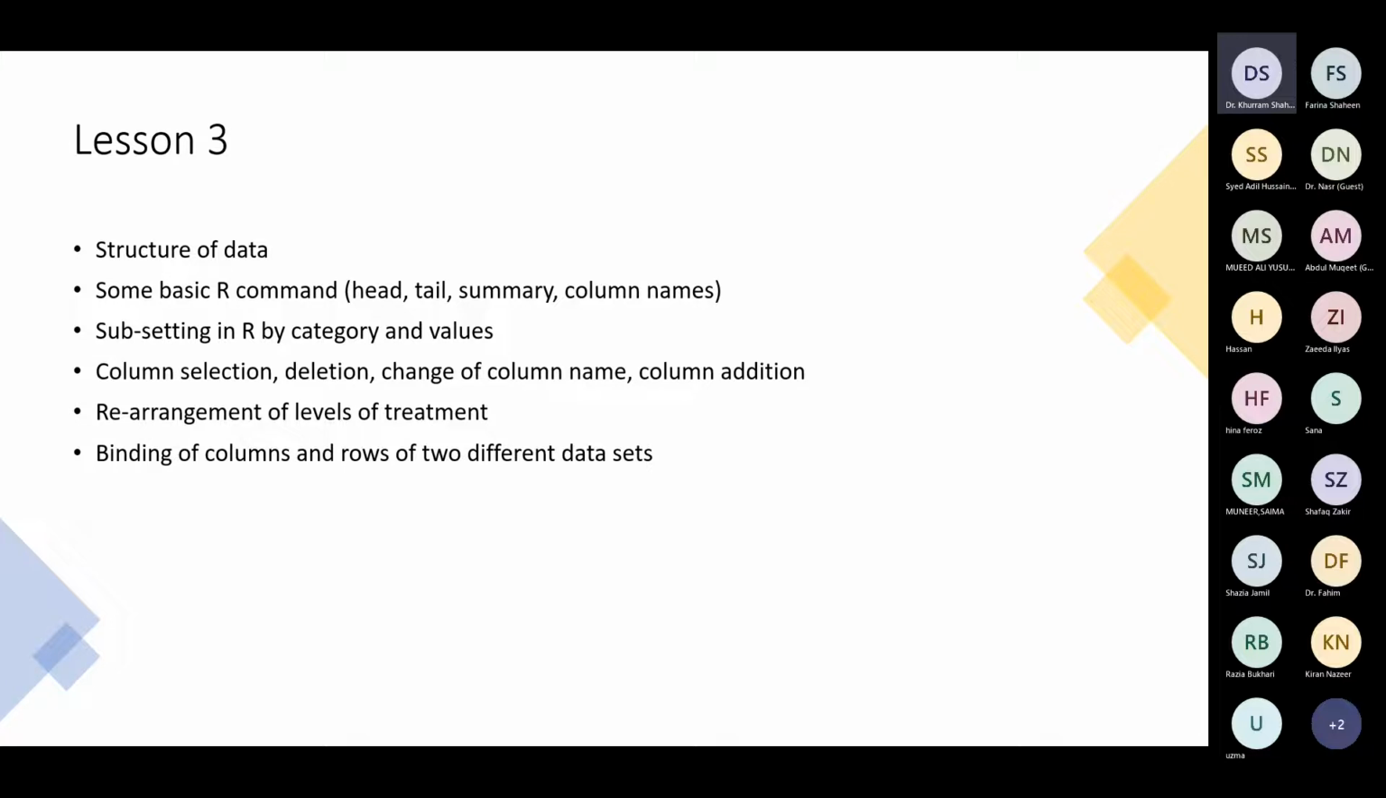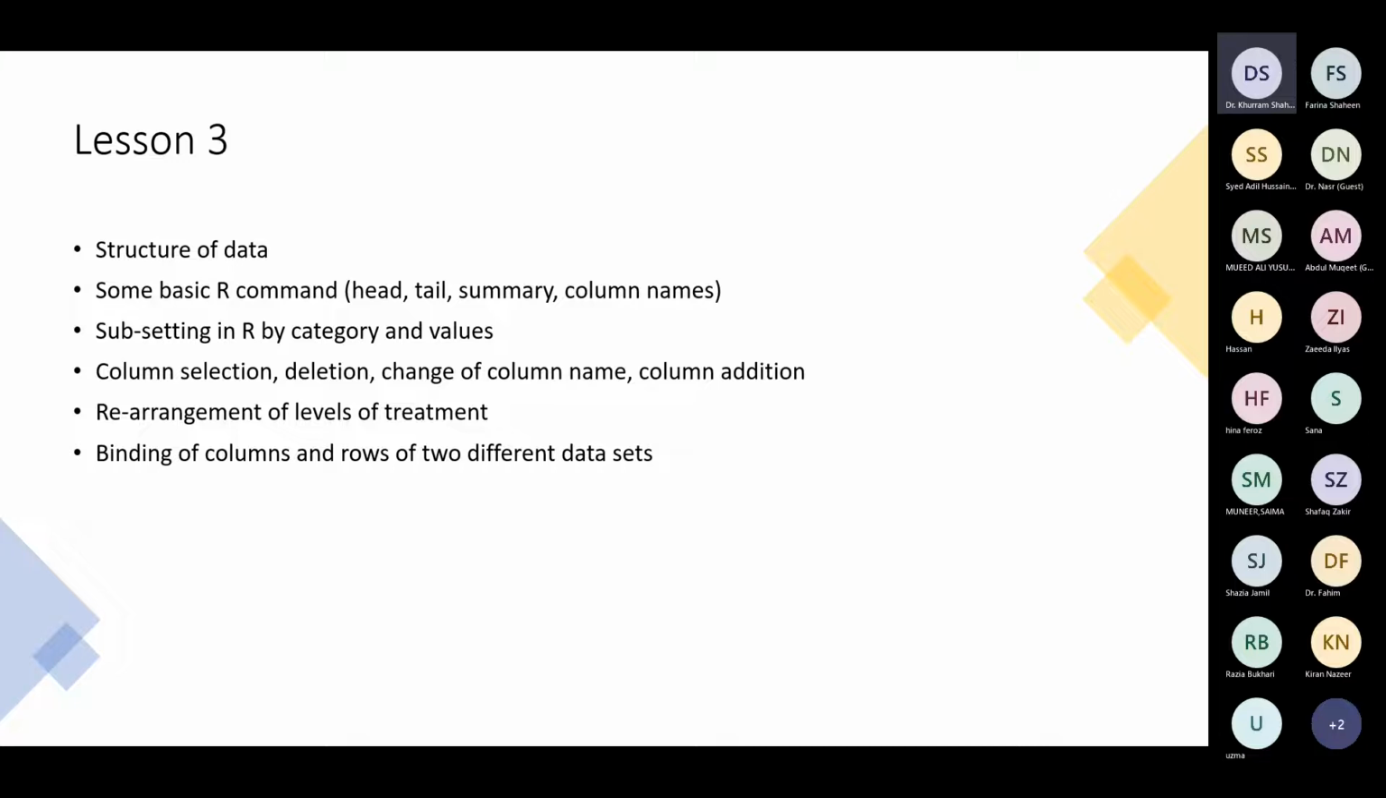And rearrangement of levels of treatment. In your treatments, sometimes we say that the control and different treatments are present. So we want a specific arrangement on the x-axis in our graphic. How can we arrange the levels of treatment in our graph without making any editing in our data?